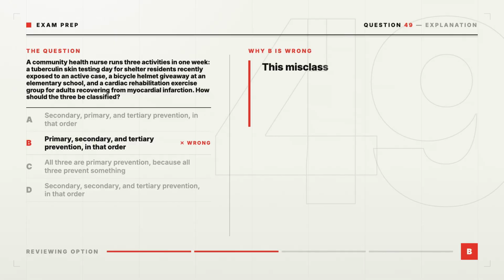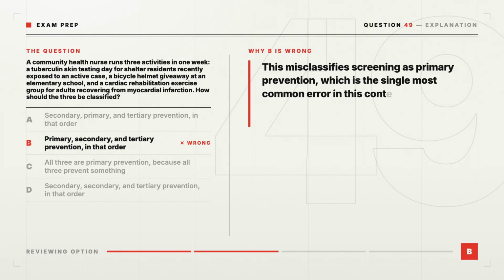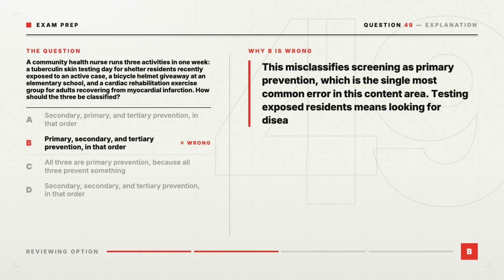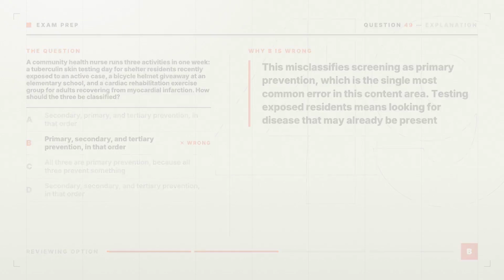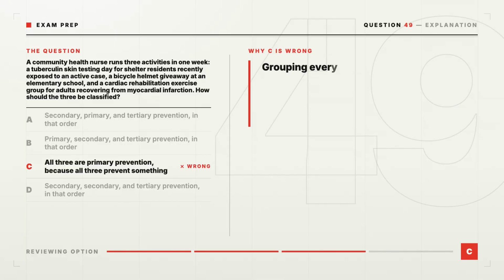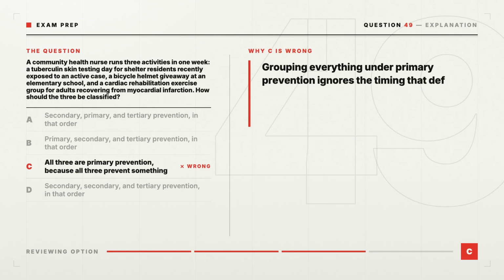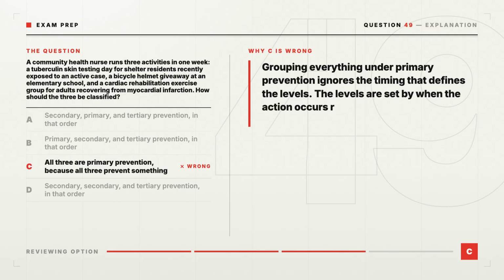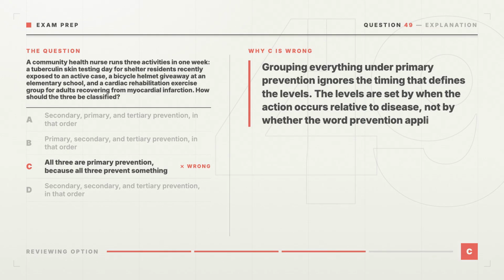B is wrong because this misclassifies screening as primary prevention, which is the single most common error in this content area. Testing exposed residents means looking for disease that may already be present. C is wrong because grouping everything under primary prevention ignores the timing that defines the levels. The levels are set by when the action occurs relative to disease, not by whether the word prevention applies.